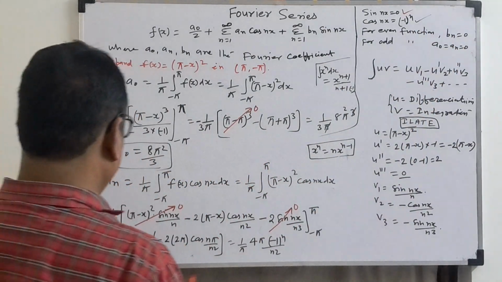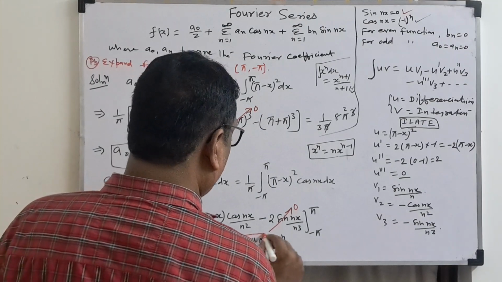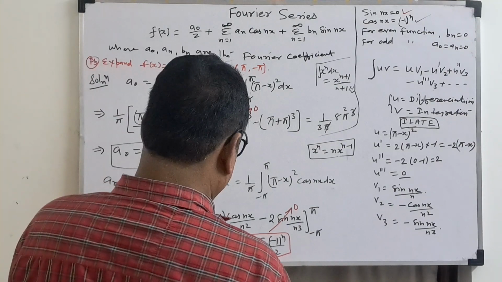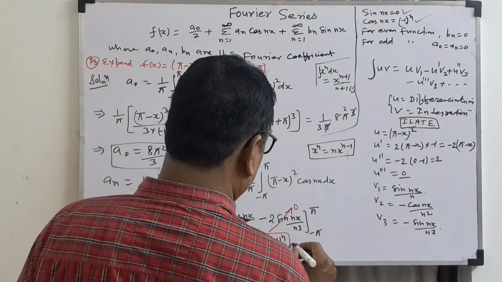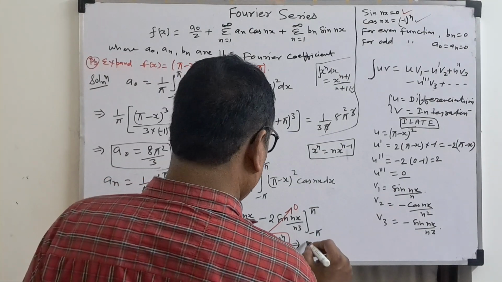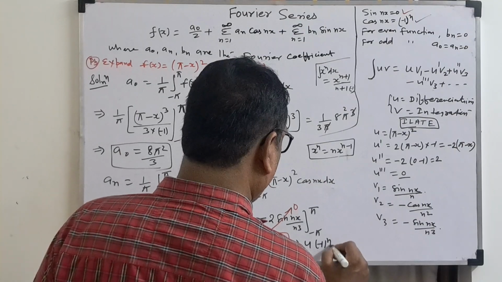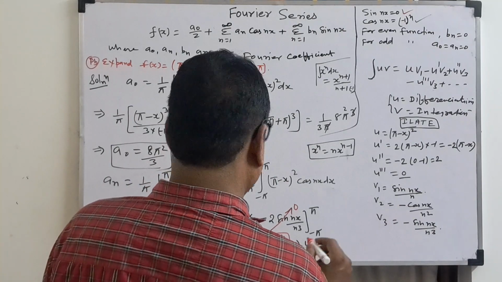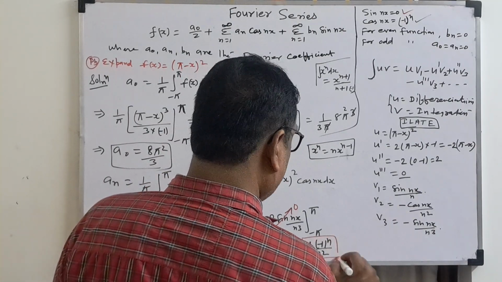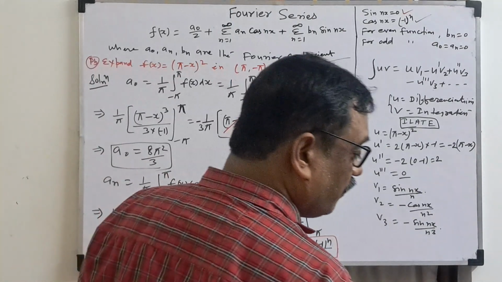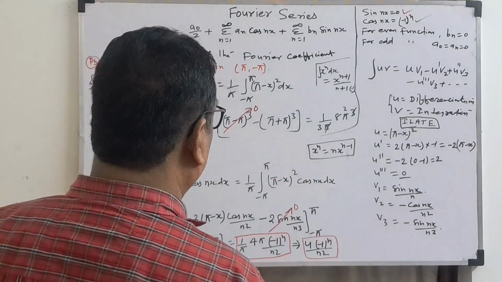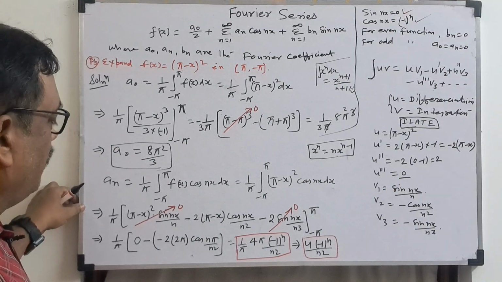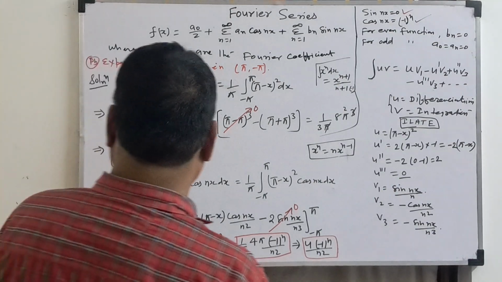So what did we get here? This is an. One more step you can write here, or directly you can cancel: pi gets cancelled, so 4 minus 1 power n by n square. This is the final an we got. Check that the result has only n square. Now when we find bn, we'll substitute in this format and get the answers. Up to this we got an.